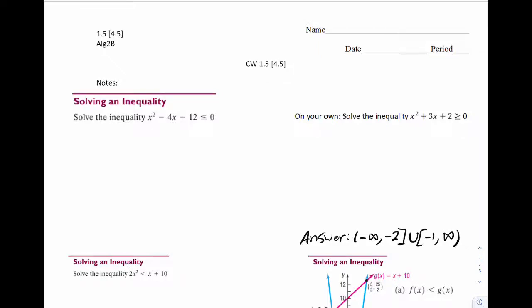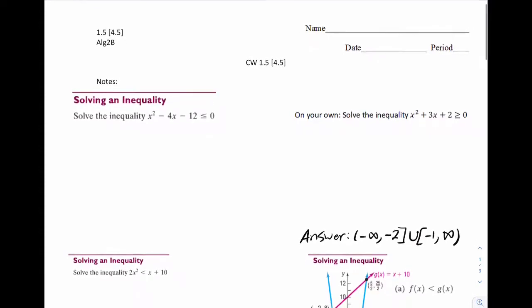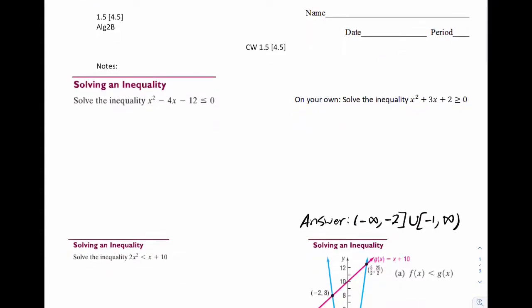Welcome to CW 1.5. Today we're going to be talking about quadratic inequalities. To do this, I'm going to show you one primary method. It is going to take a little bit of time, but once you get used to it, this is a very, very good method to know. This method is called creating a sign chart.